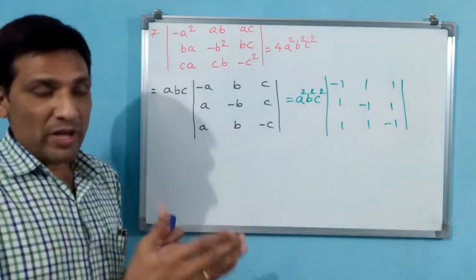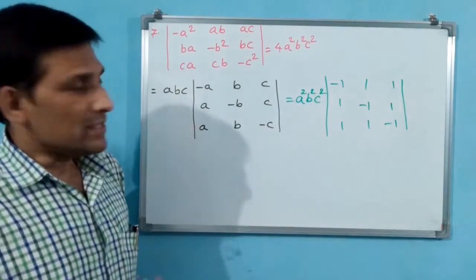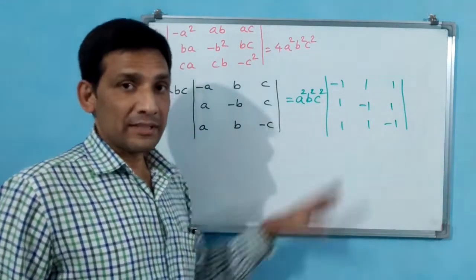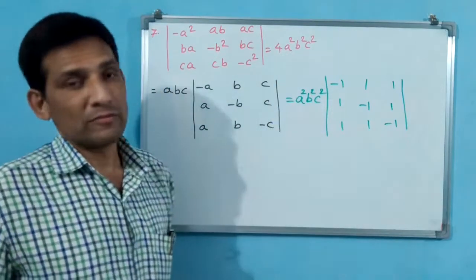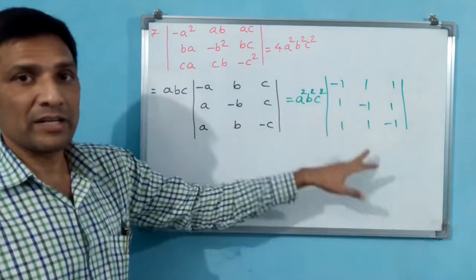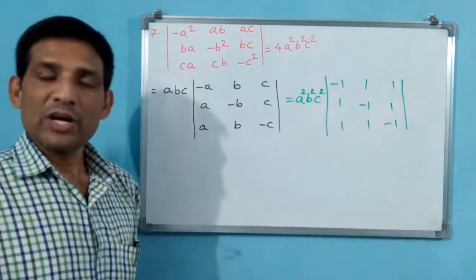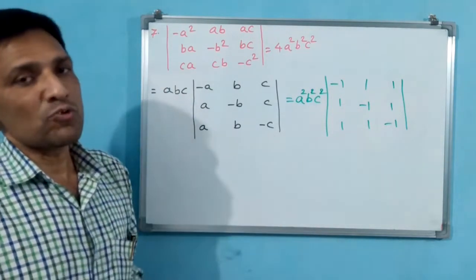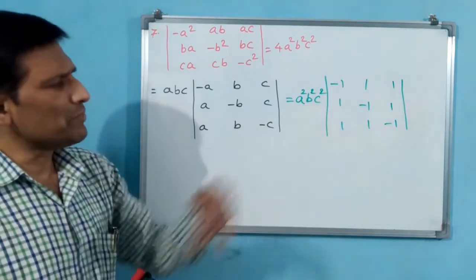If you make 2 zeros in any row or column, then with the third one you can write the answer in one direct step. That third direct step, 4, has to come. Why? Because a square, b square, c square has already come. If 4 comes, you can write 4 into a square, b square, c square. Now how to make another 2 zeros in any row or column? You simply see here.